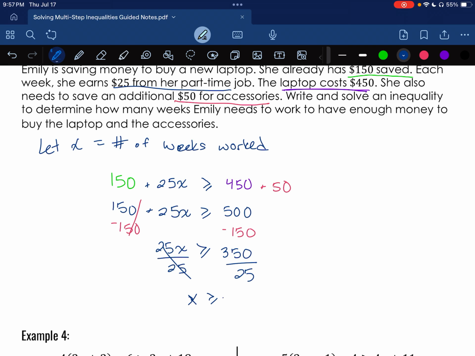All right, so of course we're going to answer with a nice sentence here using our therefore symbol. Emily needs to work 14 or more weeks to save up for the laptop.